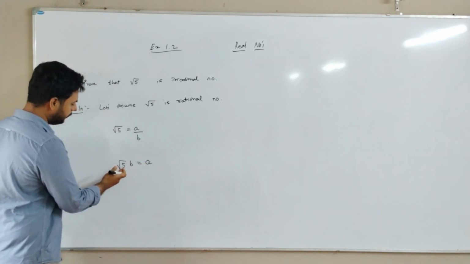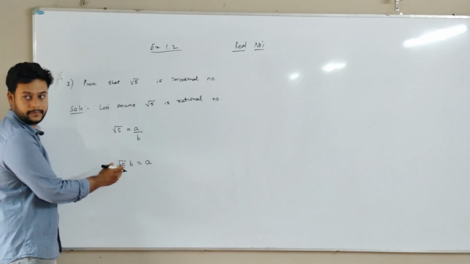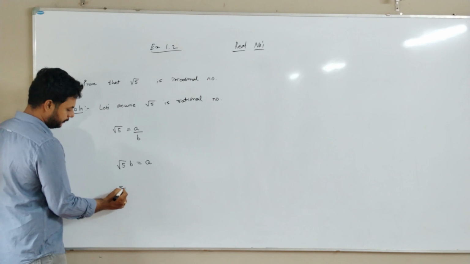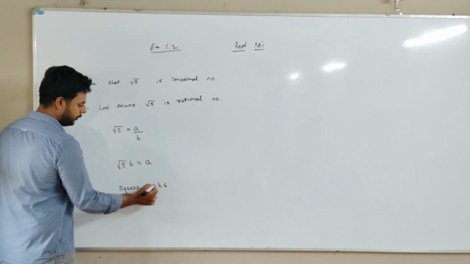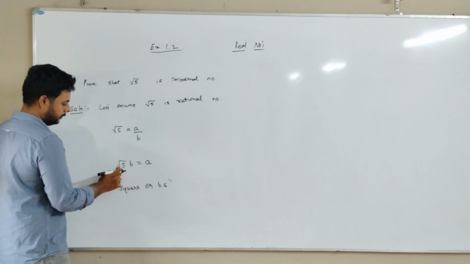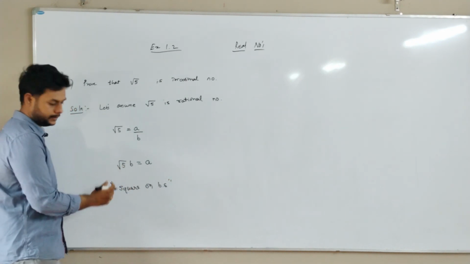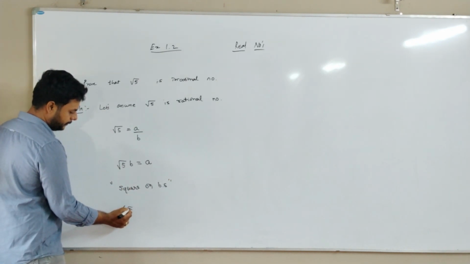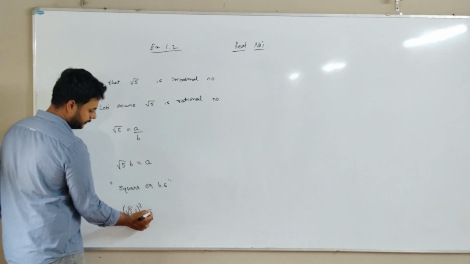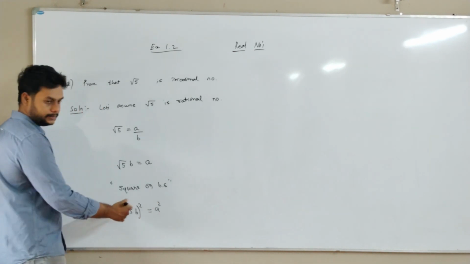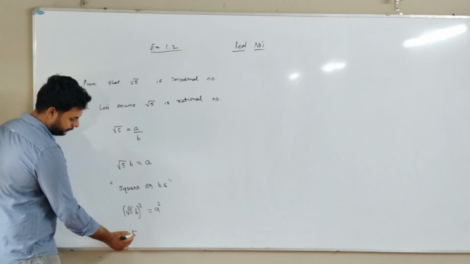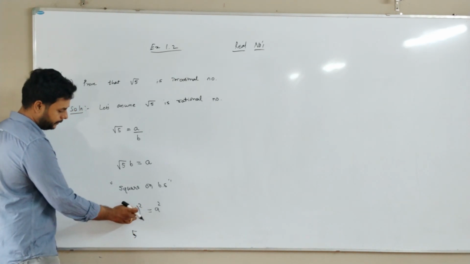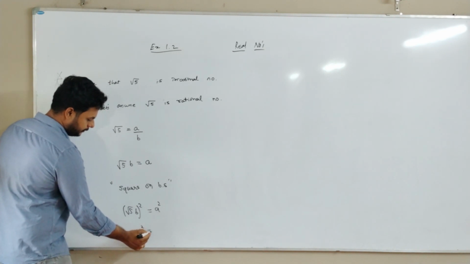Next, I want to get this 5 outside of this root. So I square them. Square both sides, because I want to get outside of the root. To get outside of the root, we'll square them. So root 5 b whole square is equal to a square. Now squaring both sides, root 5 square will become 5. This root will get cancelled. 5 b square is equal to a square.